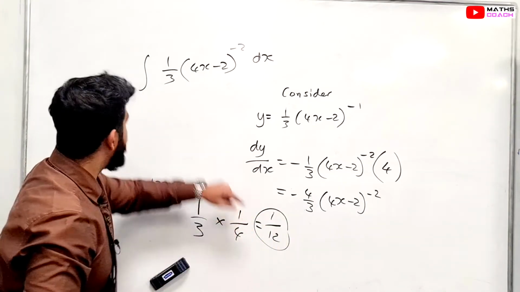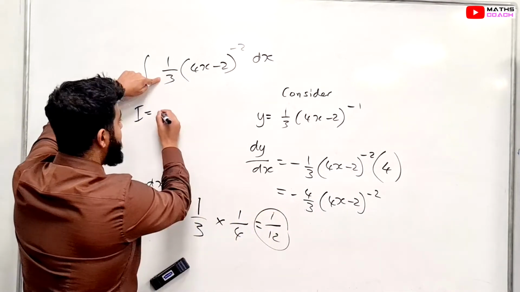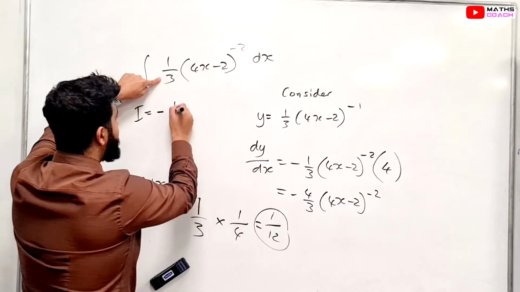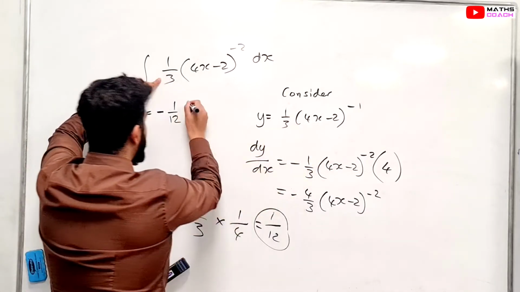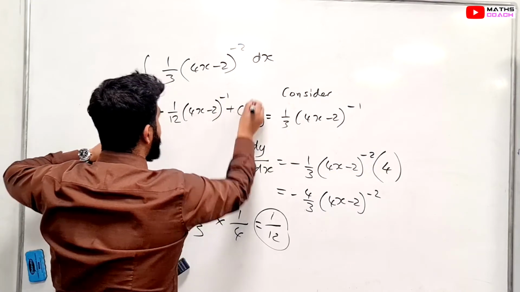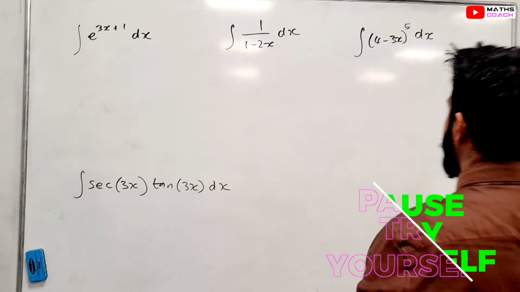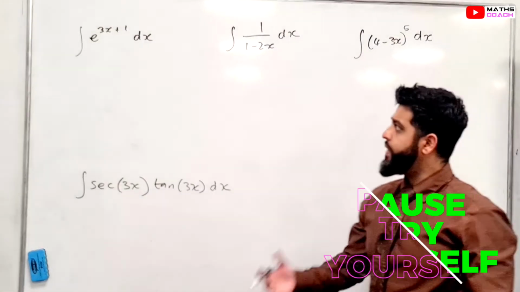So therefore, what we're going to do here is the integration of this is going to be, remember the minus, and then 1 over 12, and then 4x minus 2 to the power of minus 1 plus c, and that is its integration. A few more just to finish off 11b.